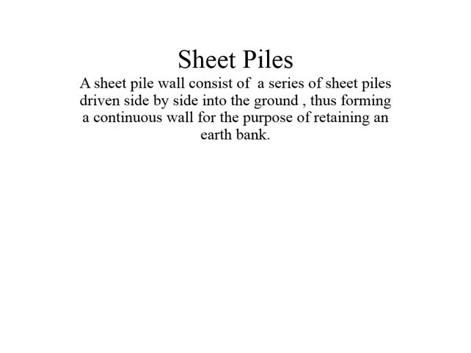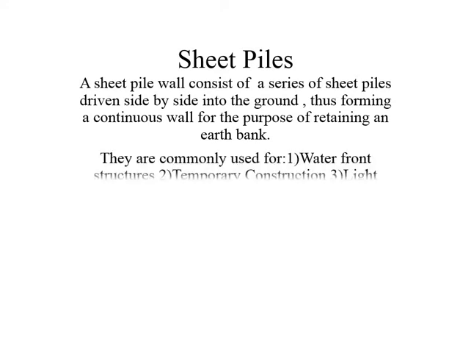The sheet pile walls are made up of continuously locked pile segments to resist the horizontal pressure, and they can tolerate relatively large deformations. A sheet pile wall consists of a series of sheet piles driven side by side into the ground, thus forming a continuous wall for the purpose of retaining an earth bank.